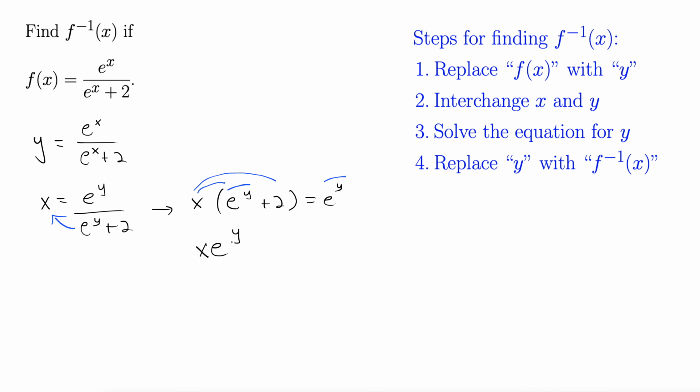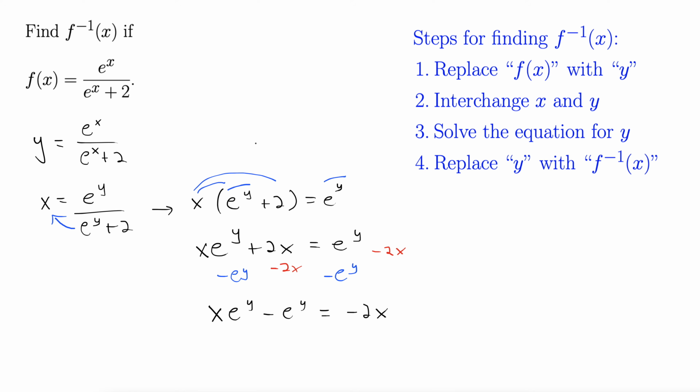So we have x e to the y plus 2x equals e to the y, and now we can get all the e to the y's on one side. So I'll subtract e to the y from the right side here. Since I only want terms with y's in them on the left, I'm also going to subtract this 2x from both sides. Okay, so let's clean all this up and see what we get. We have x e to the y minus e to the y equals negative 2x.